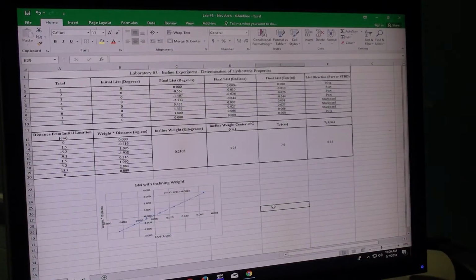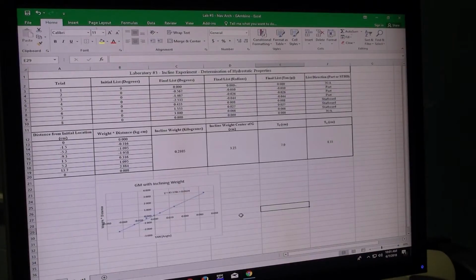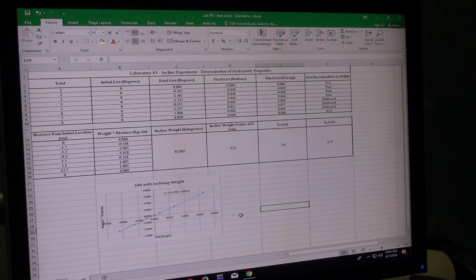So we can see here it's 43.178. So that's WD divided by tangent of theta for our trend line, and then we'd have to divide that number by the displacement to get our GM with the inclining weight.